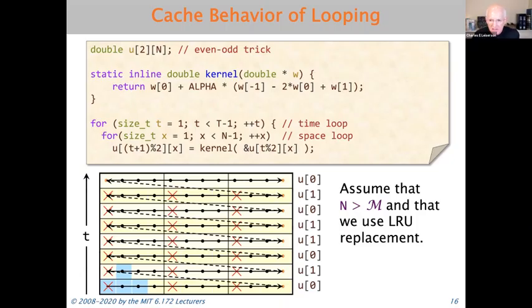Okay. So at the end of row 0, which part of the array U is in the cache? Let's do a poll on Slack. Is it the points from the left end of the row, the points from the right end of the row, scattered points across the row, or none, the cache is empty?